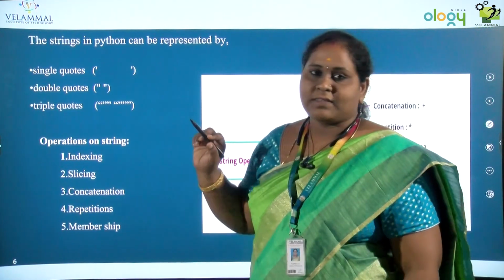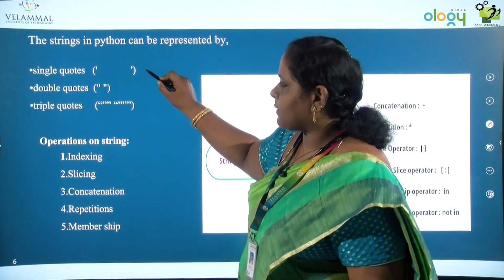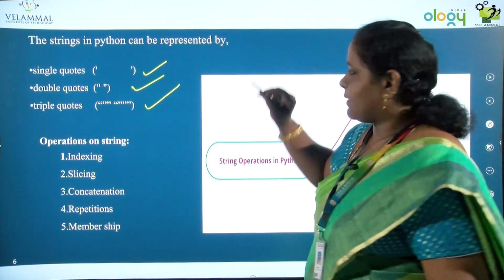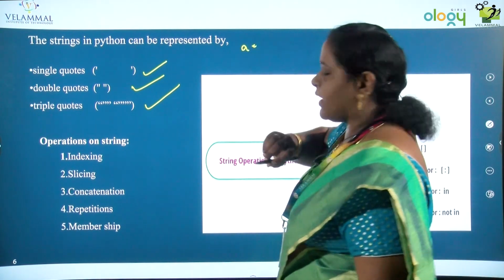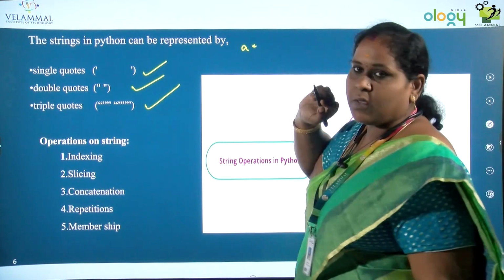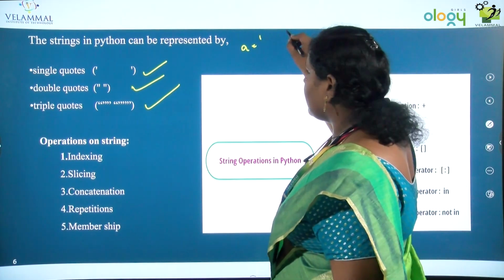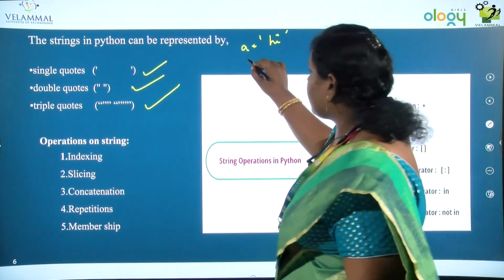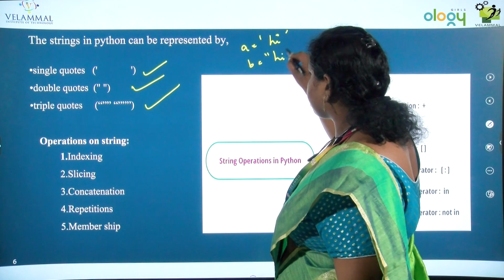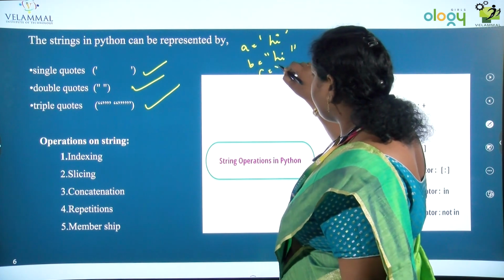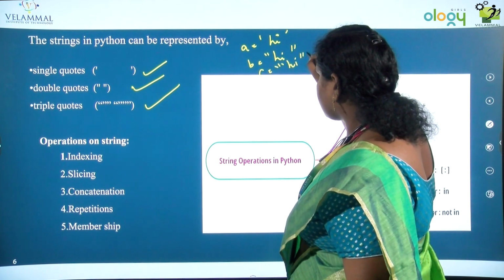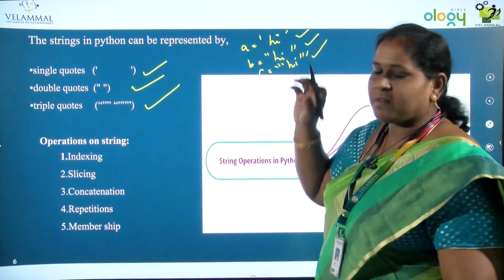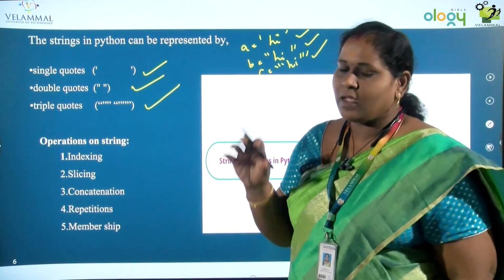As I said before, strings can be represented by single quotes, double quotes, or triple quotes. Let us go with the example. A is my string name, followed by the equal sign, and then I give my string. You can give your string within single quotes, or like this, or also like this. All three ways can represent your strings, but it must be within quotation marks. That is a mandatory part of strings.